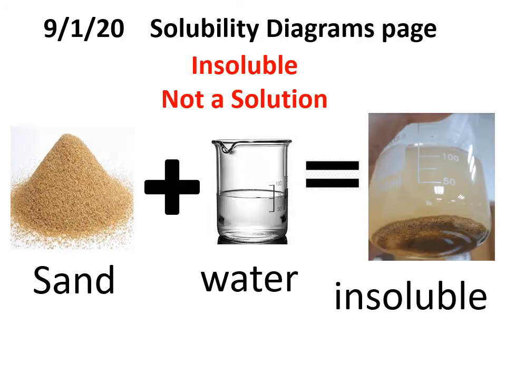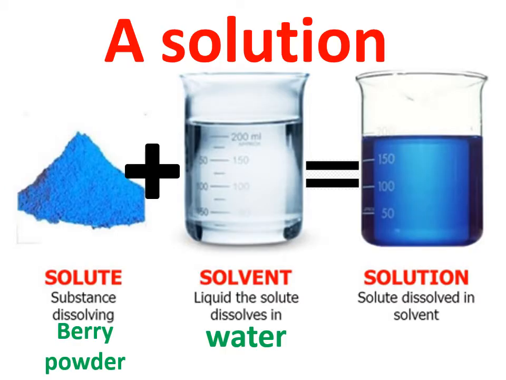So here's a solubility diagram. So sand plus water is a mixture but not a solution because it's insoluble. This is an example of a solution. So when you look at the solution, you don't see blue grains of berry powder floating on the top, and the substance is not cloudy.